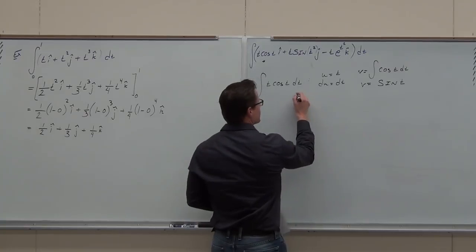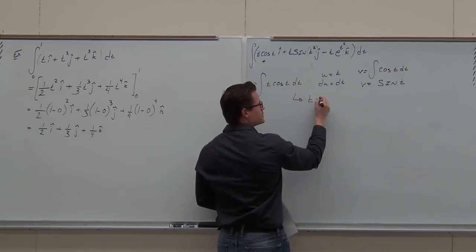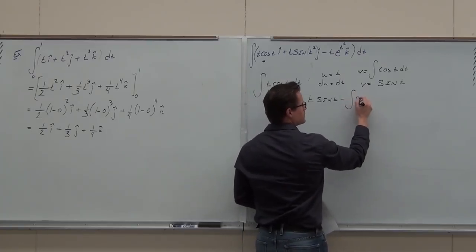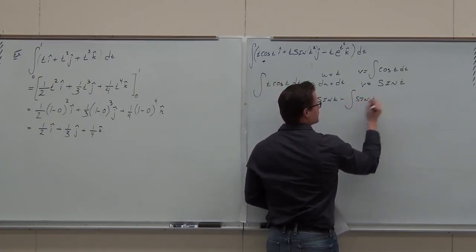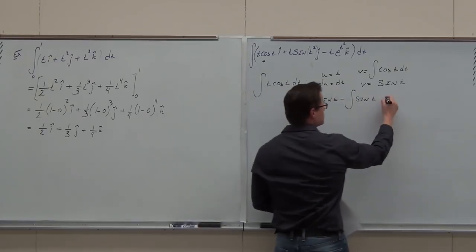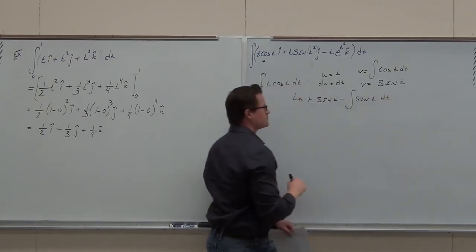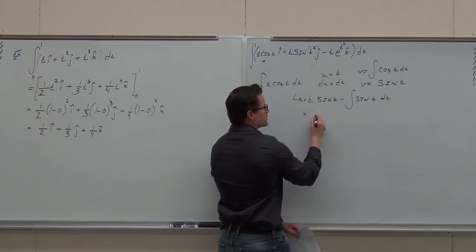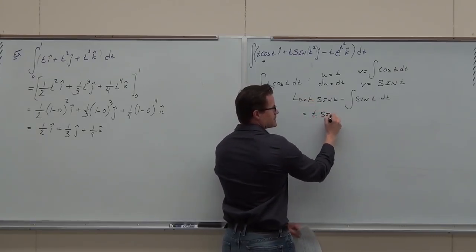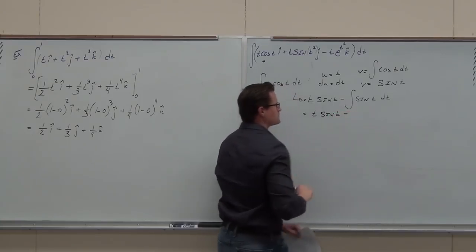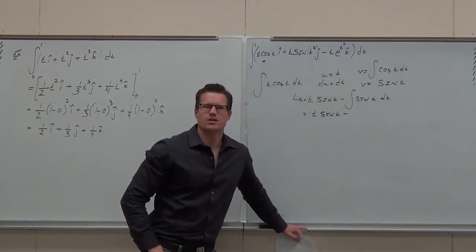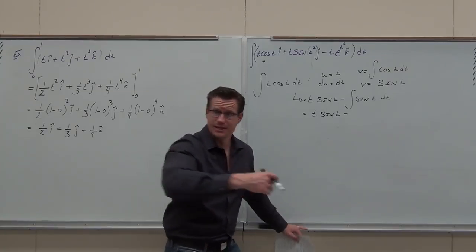Okay, well, this integral, therefore, is u times v minus the integral of v du, which du is dt. That's our formula here. And we get t sine t minus, plus, what's the integral of sine t? Negative. Negative, so minus the negative.